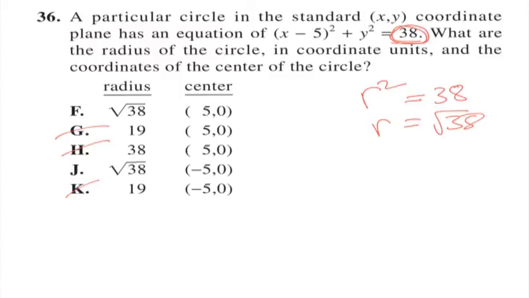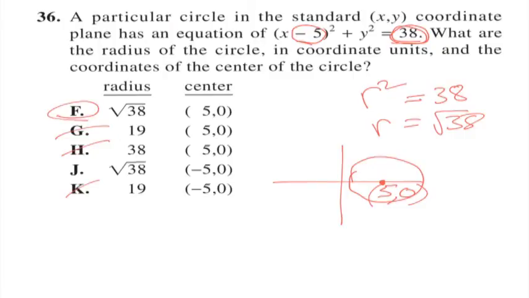Remember what we said when we looked at the equation for a circle. If it's a minus in here, that means it's positive over here. So this circle would actually be centered right here, which makes the center of the circle at a positive 5, 0. That gives us the answer F for 36, and that's how there is to really solving these. We'll do one more, and then I'm going to let you do some.